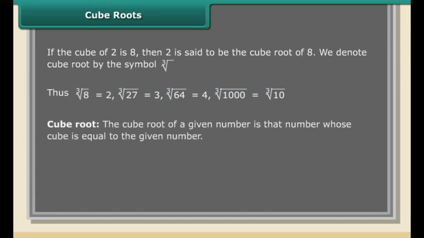Cube root. The cube root of a given number is that number whose cube is equal to the given number. Cube root of a perfect cube by prime factorization. Example, find the cube root of 1728. Solution. Carry out the prime factorization of the given number.